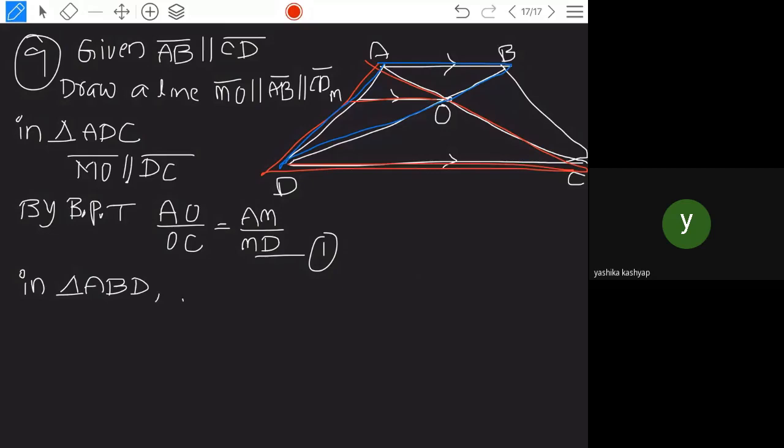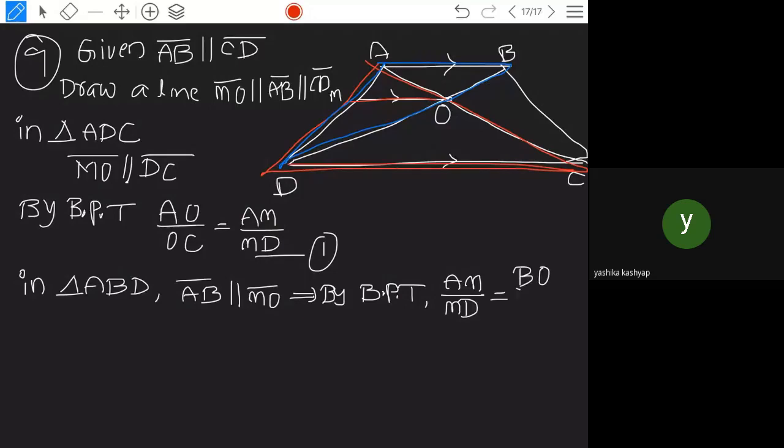AB is parallel to MO. This implies, by basic proportionality theorem, if you apply that, what do you get? Can you say AM by MD is equal to BO by OD? This is the second one.